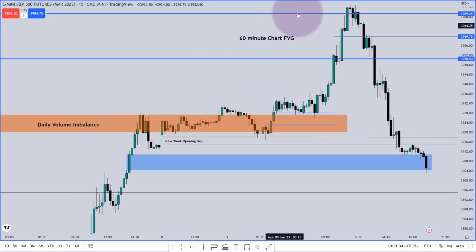So the low and the high on that hourly SIBI, that fair value gap, here it is here and here. Here we have that hourly fair value gap and the top of that daily volume imbalance, this orange shaded area. That's what we were looking for as an upside objective last week, and it got to it, and then we found some support there.